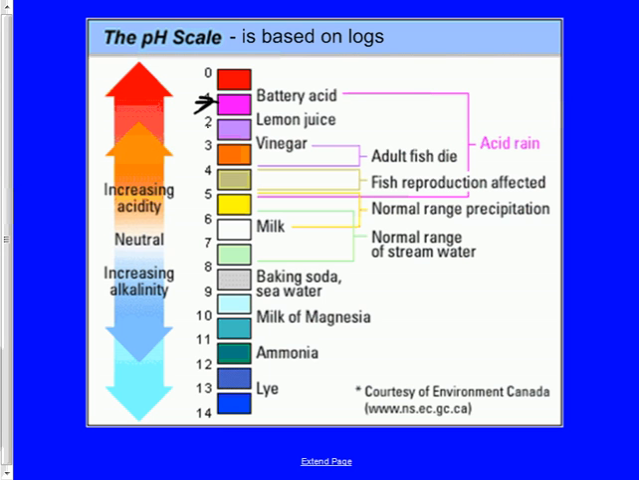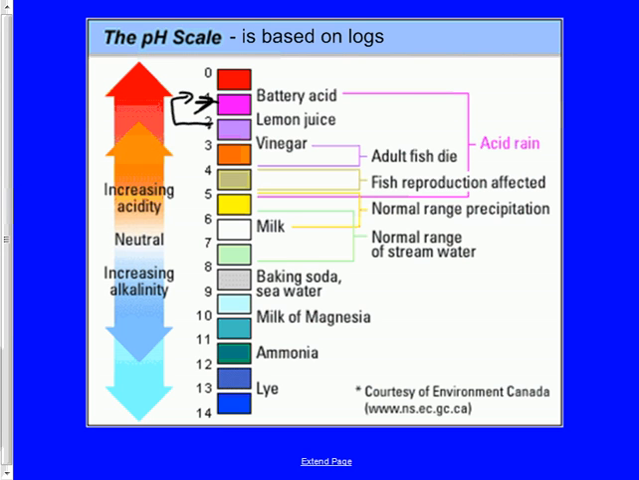So to go from lemon juice to battery acid, you might be thinking, that's not that scary, 10 times. That's what logs do. They let you have a base of 10, for example, and that means every time you move one number, you're moving 10 times as big.